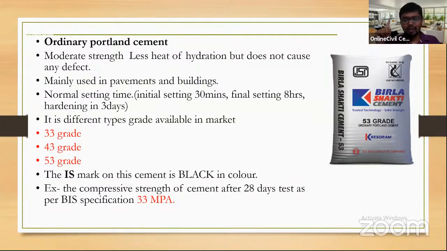One is OPC. OPC has three grades: 33, 43, and 53. Two is PPC, that is Portland Pozzolana cement. That is the normal cement in which fly ash is added up to 35%.